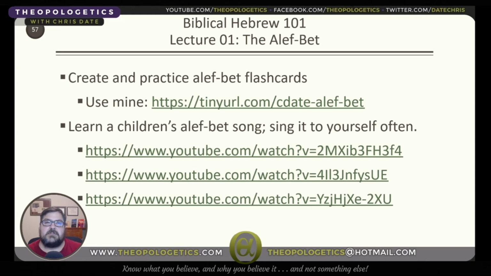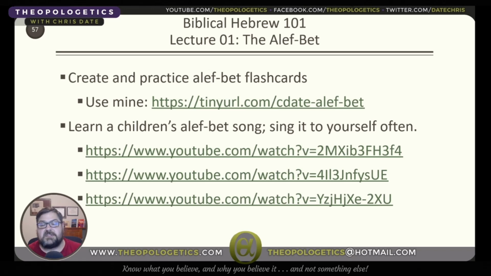The other thing that you could do to memorize the Alef-Bet is to learn a children's Alef-Bet song and just sing it to yourself often. I've given you links to three examples on the slide here. The third one, incidentally, is an example from Sesame Street, where the Hebrew Alef-Bet is sung in Sesame Street.